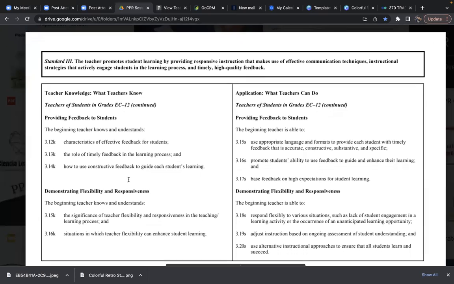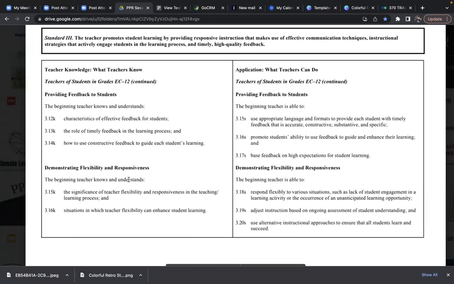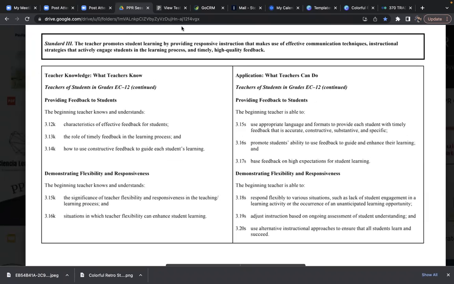Providing feedback. Feedback is not just talk. Timely, high quality feedback. Timely means you're doing it fast. If you wrote an essay, I'm not going to tell you what you did wrong about it 6 weeks later. We're going to talk about it in a week.